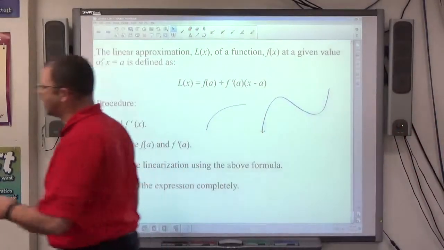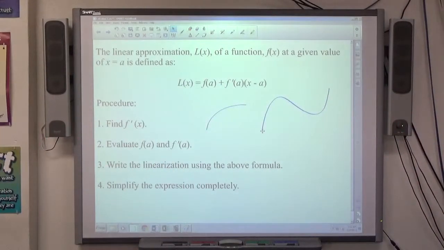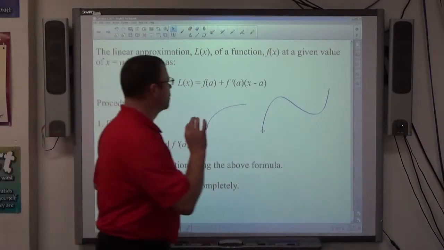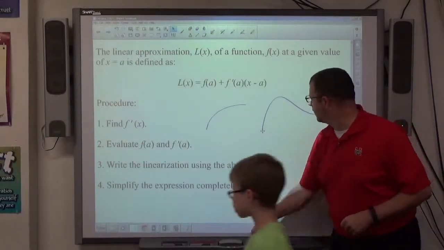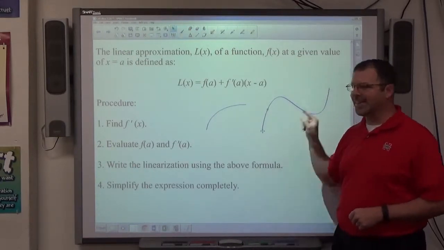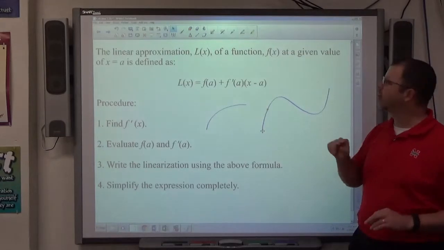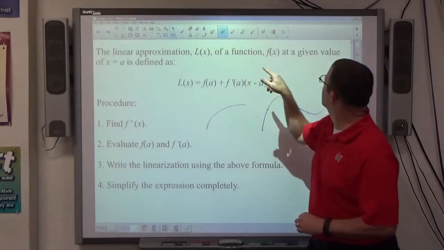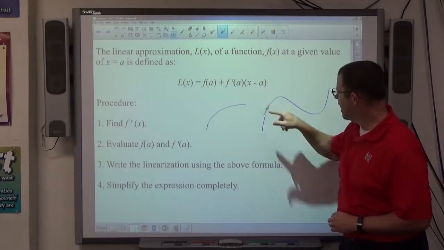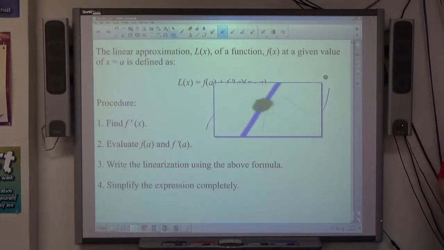And the idea of linearization is that as we get really close to a specific point on that curve, as we get really, really close to the point on the curve, let's say I'm picking this point right here, and I want to evaluate that specific value on the curve. If I look really close around that point, even if it's a curve, really close to that point looks like a straight line, right?